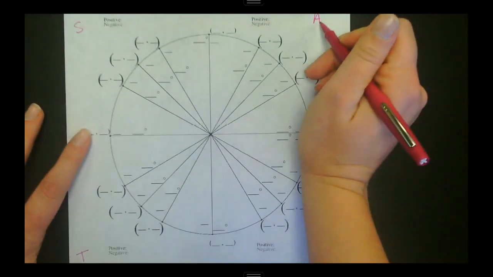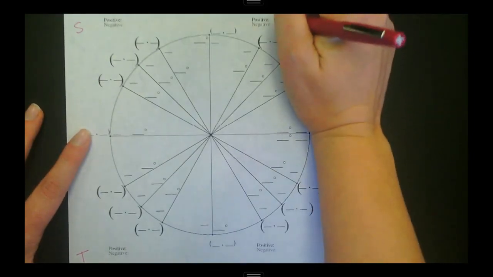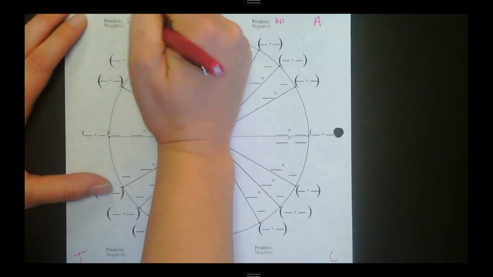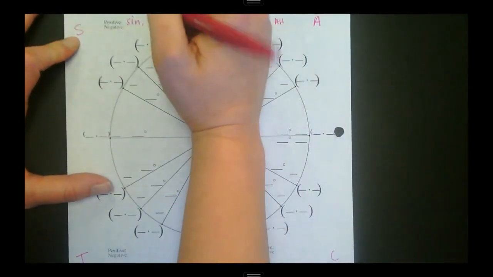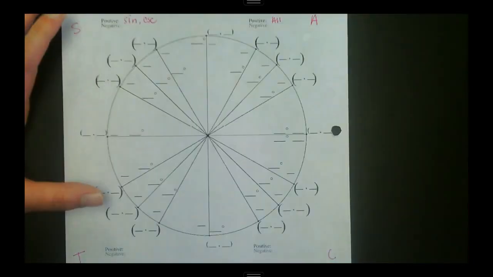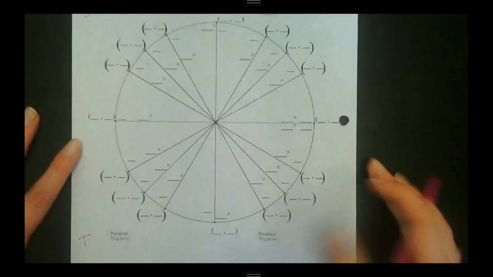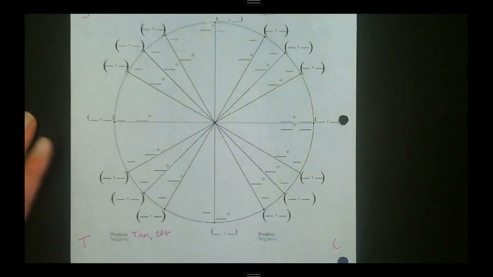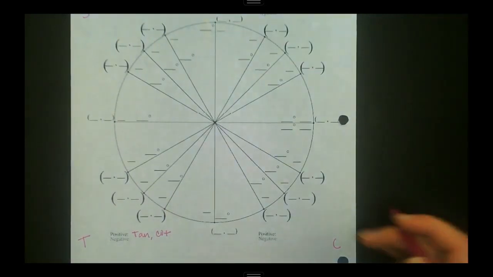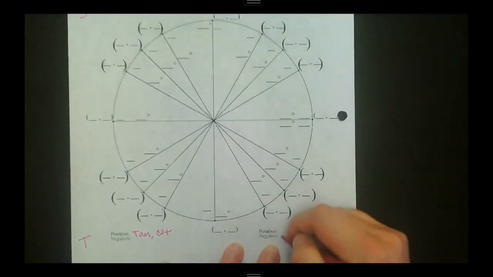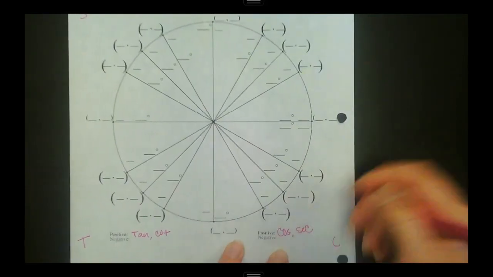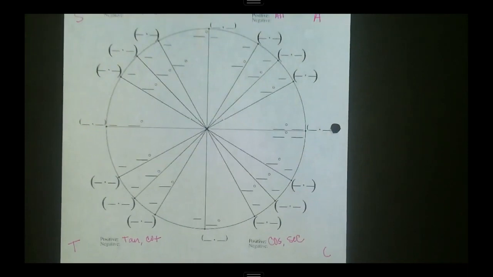So in quadrant 1, all are positive and none are negative. In quadrant 2, sine and its counterpart, which would be cosecant, are positive, the rest are negative. Quadrant 3, tangent and its counterpart cotangent are positive, the rest are negative. Quadrant 4, cosine and its reciprocal, secant, are positive, the rest are negative. So that should be the first trick.